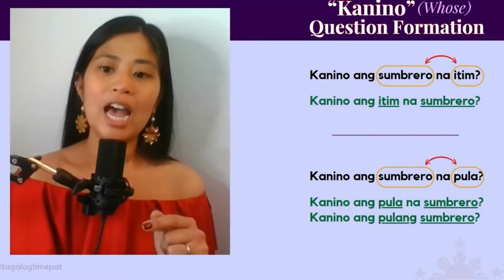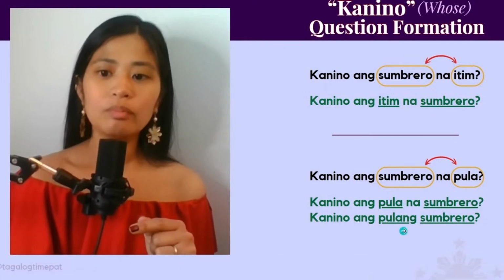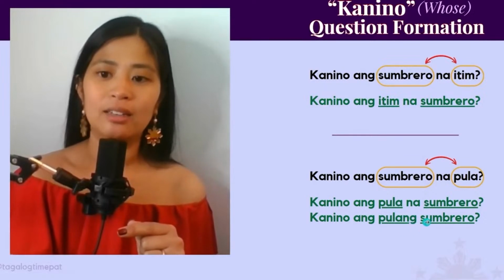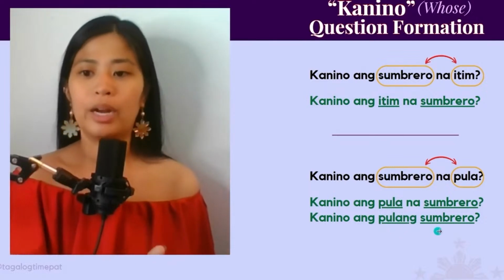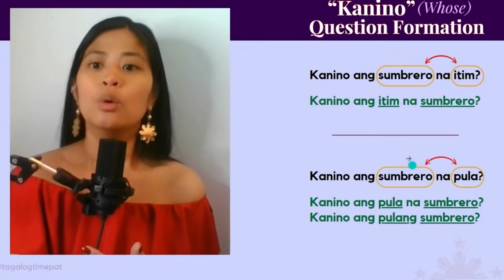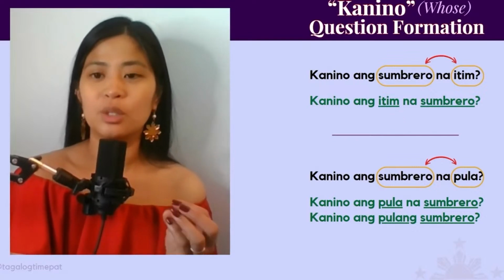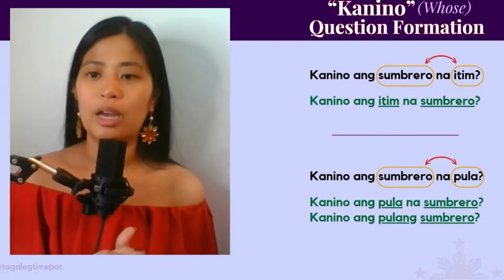Second, when your adjective ends with a vowel like pula, then you can make the contraction. Add ng to the end. Instead of saying pula na sombrero, it's pulang sombrero. We can't do that with the word itim because it ends with a consonant. There's nothing to put together. It would still have to stay itim na sombrero.